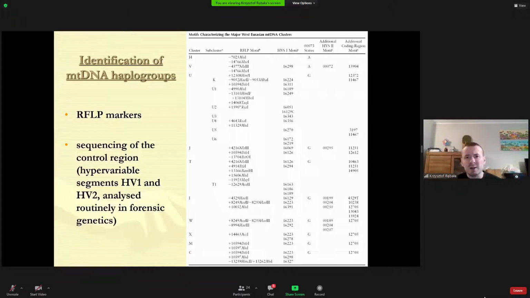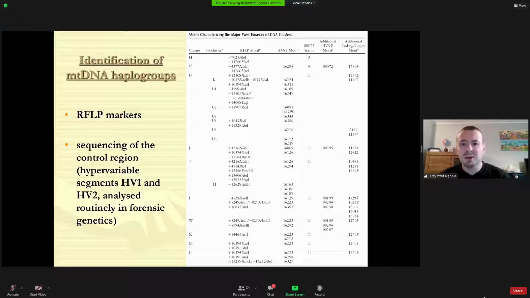Another way to identify the mitochondrial DNA haplogroup is to sequence the control region, the hypervariable segments HV1 and HV2, which are analyzed routinely in forensic genetics. And of course, you can do it directly by sequencing, for example, the complete mitochondrial DNA genome, so that you know all the positions and know exactly which mitochondrial DNA haplogroup this molecule belongs to.